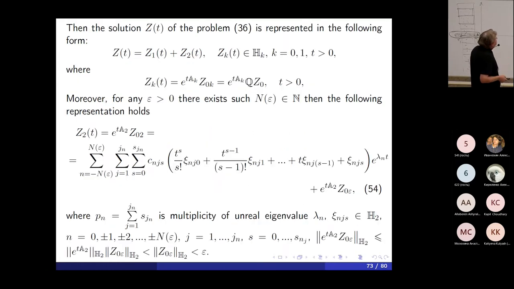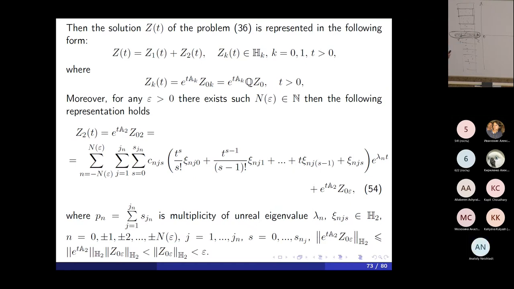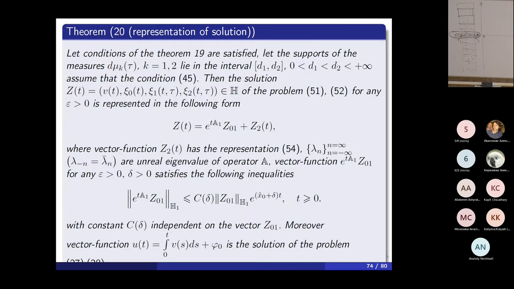And due to this representation, we have the following representation of the solution. It is a sum of two terms, Z1 and Z2. They may be written in such form due to Riesz projection and projectors, and term Z2 is a finite sum of exponential solutions plus a function whose norm is quite small, less than epsilon. Well, and here you see the estimate of the term in such representation.